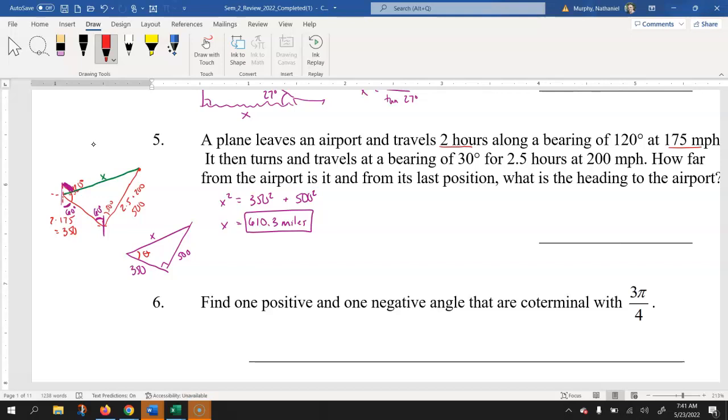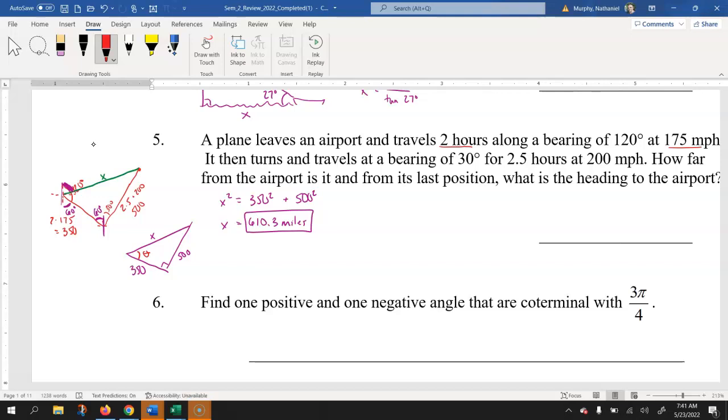So if we find that angle, I could subtract that from 120, and that would give us our heading or our bearing to the airport. So let's see what we need to do. On this triangle, I know all three sides now. I know that the hypotenuse is 610.3. I know that the other two sides are 350 and 500. Since those don't have decimals and those were values that were more precise, I'm going to use those two sides.